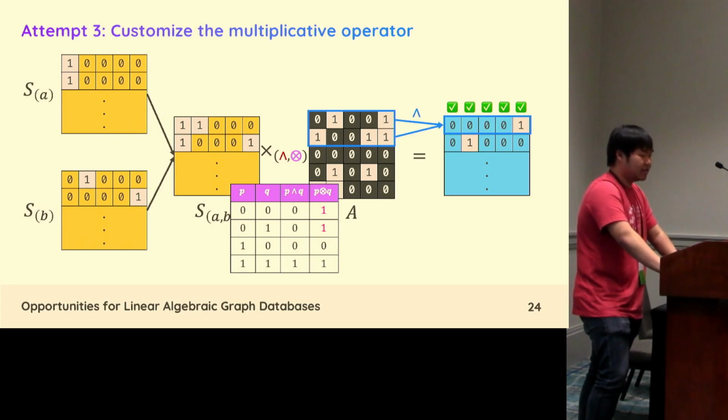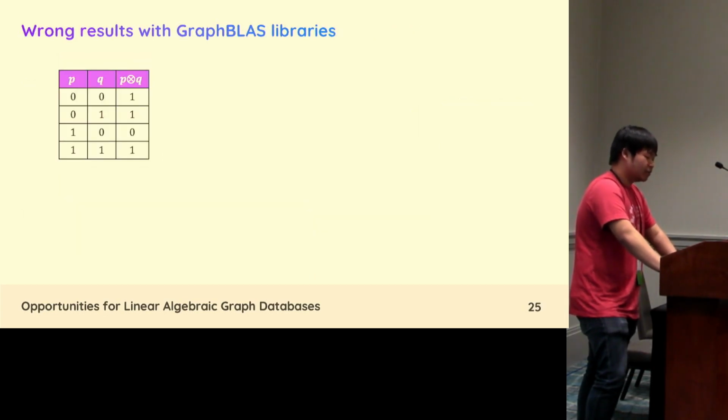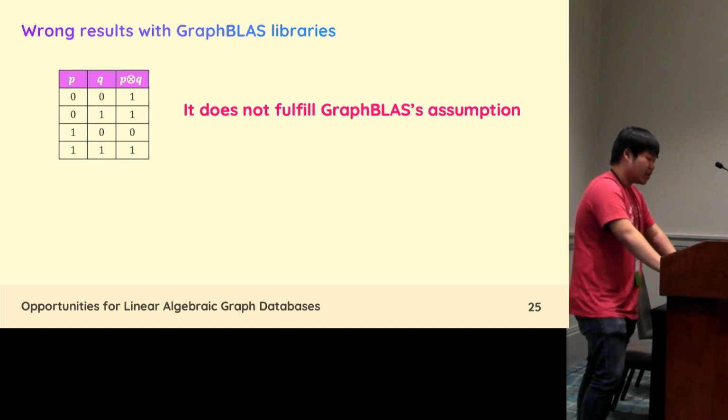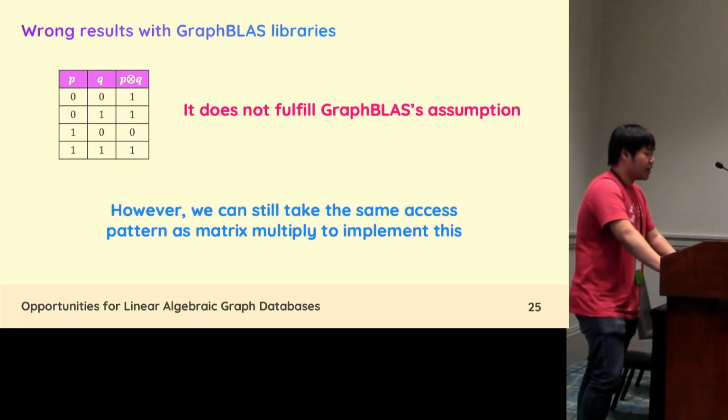And this is semantically the same as applying element-wise logical AND between the first two rows. However, the problem is if we would like to implement these custom multiplications, we can get wrong results using GraphBLAS libraries. And this is basically because it doesn't fulfill the GraphBLAS assumption. But there's still an opportunity, since we can use the same access patterns as a matrix multiplication to implement our third attempt. So we're trying to do it.